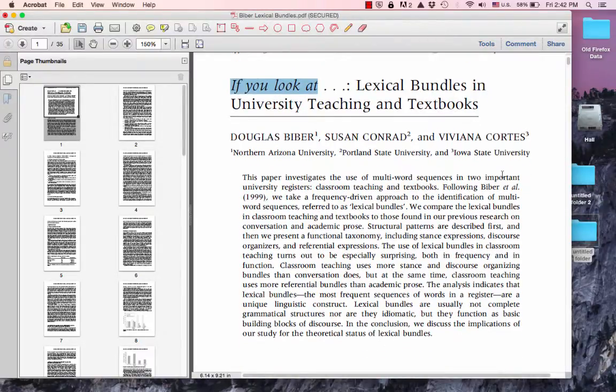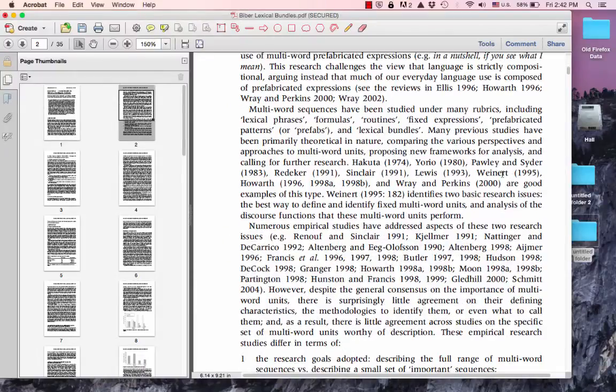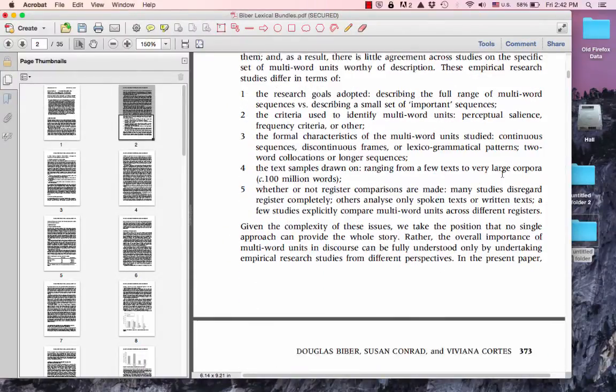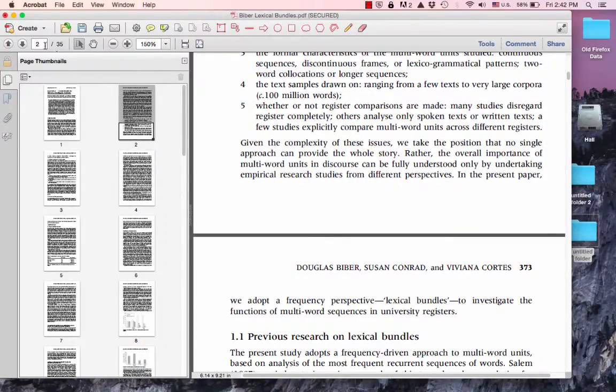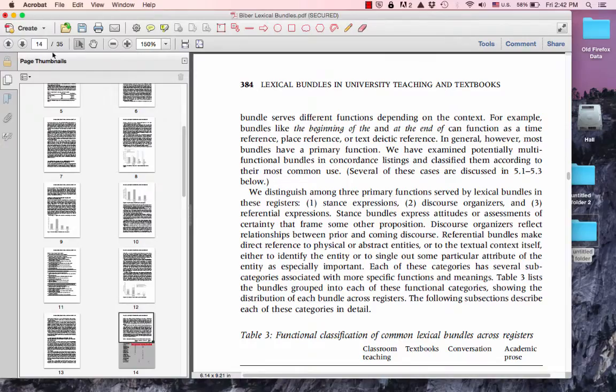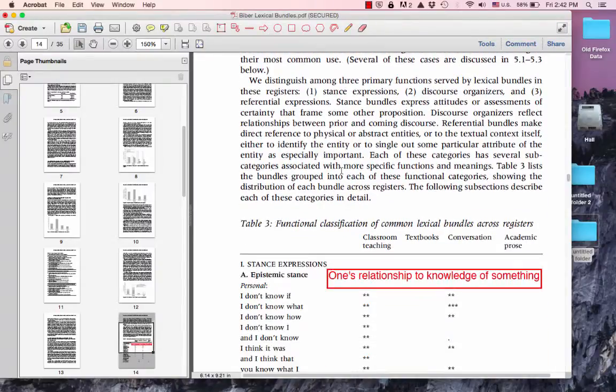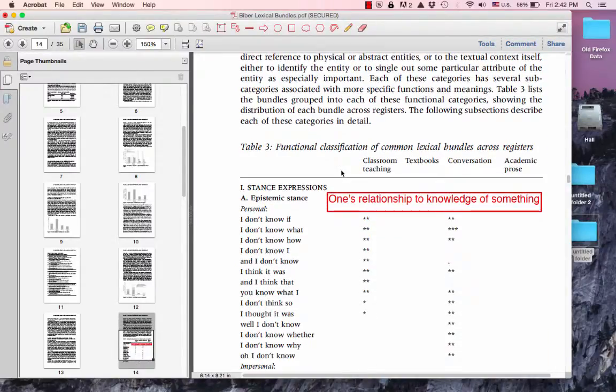Okay. All right. So what you want to see, no doubt, are examples of multi-word phrases. So I will jump to page 14. Okay. So what they've done is they created a functional taxonomy. That is to say, they collected all these multi-word phrases and they decided to identify the contexts in which these things appear.